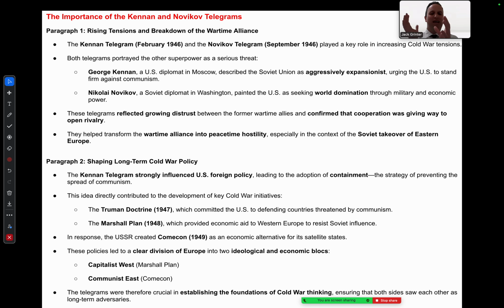So the containment. It meant the USA adopted the policy of containment, which led to things that we'll look at in a minute, which were the Truman Doctrine and the Marshall Plan. As a result of the containment with the Truman Doctrine, we'll see how the Soviet Union set up their own version of the Marshall Plan, Comecon, and essentially 3 or 4 years later, there's a clear divide in Europe with two political, ideological and economic blocks between the West and the East. And the telegrams were important in that happening.